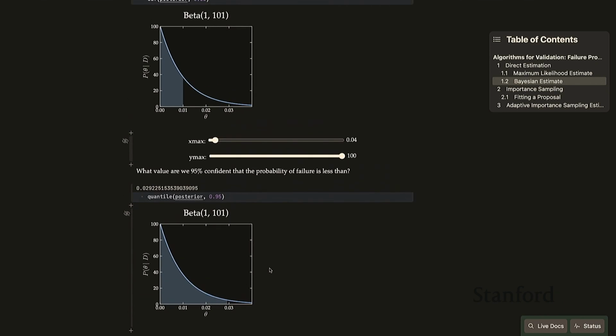Let's say we haven't found any failures yet, so we think maybe the probability of failure is even lower than this, and we want to prove that it's even lower. What might we do to improve our estimate?